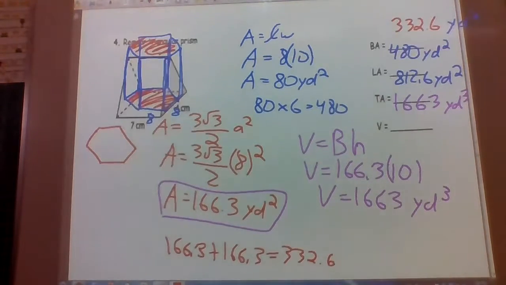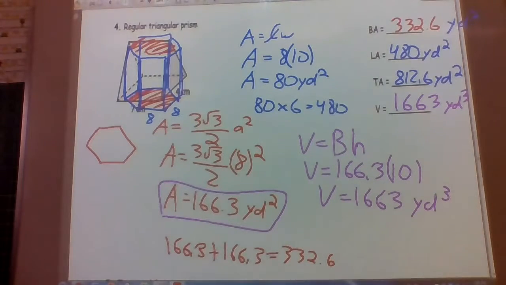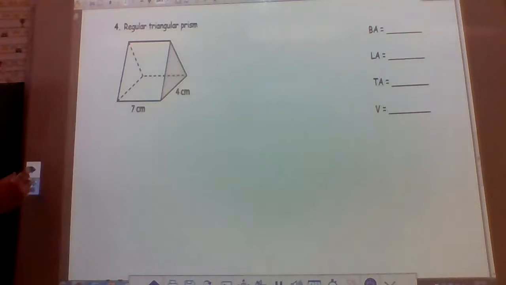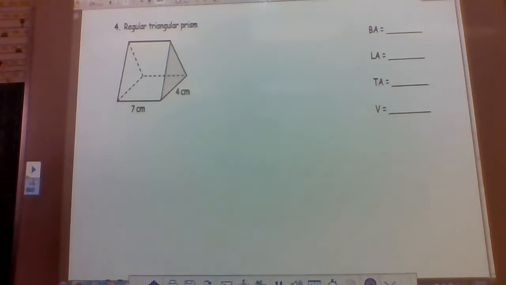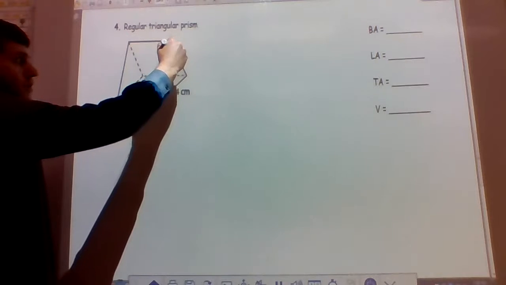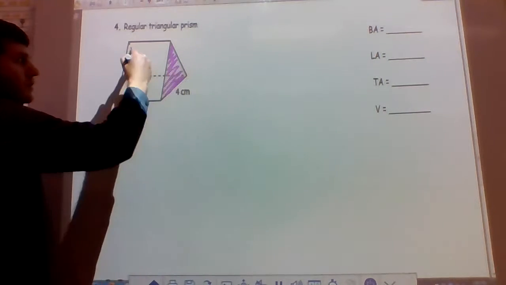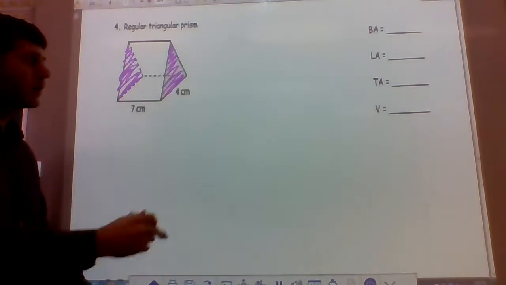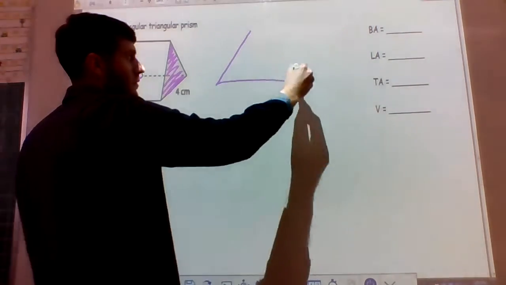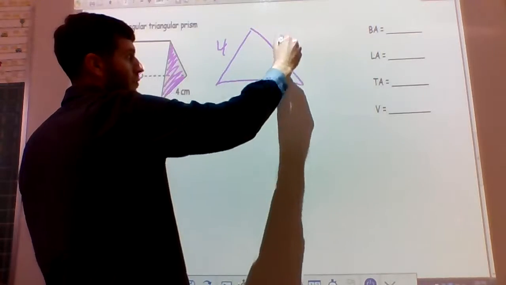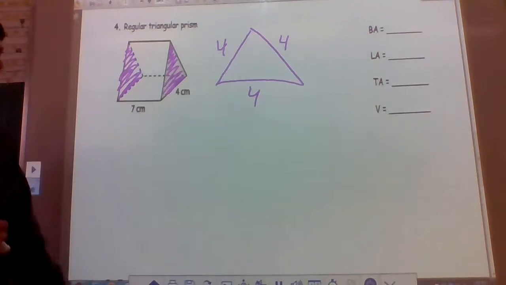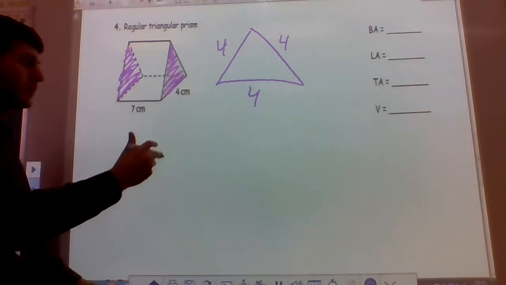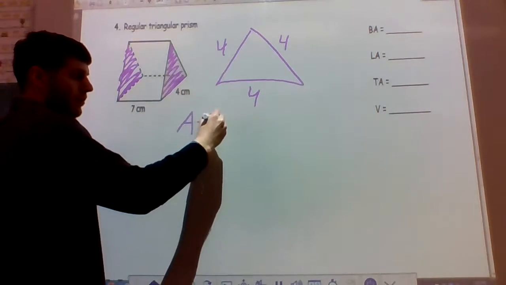That's number 3. Number 4 is the regular triangular prism. This is probably the most difficult one. Our bases to the triangular prism are the triangles. Here's one of the triangles. Here's the second one. If we draw our triangle out, it's 4 by 4 by 4. So we need to find the base areas. We need to find the area of the triangle. The area formula for a triangle is 1/2 the base times the height.